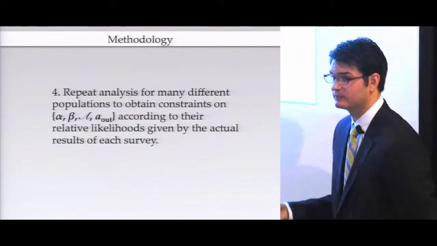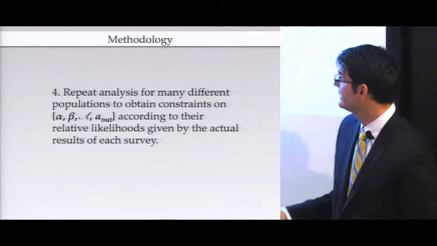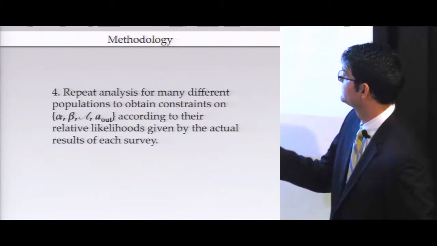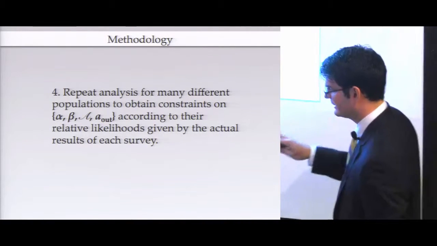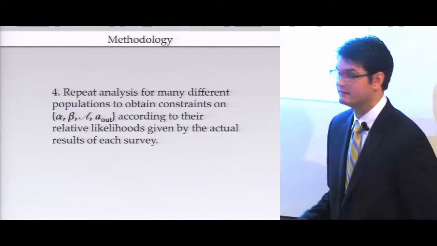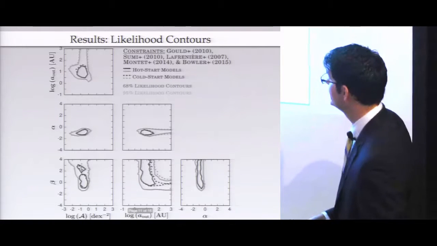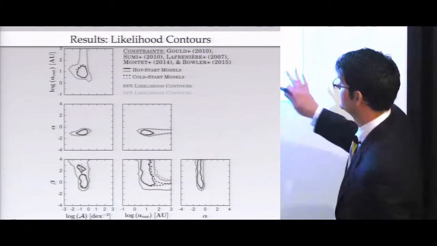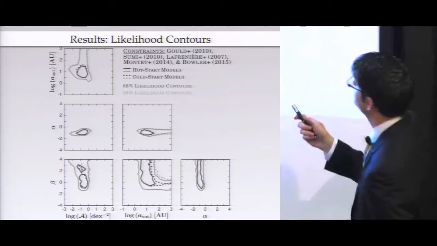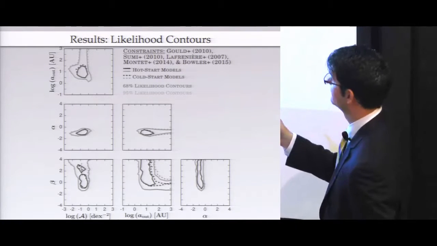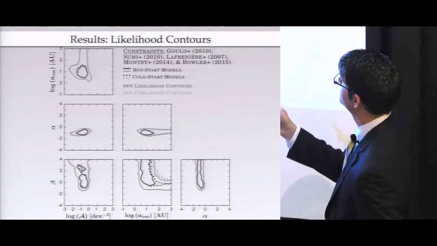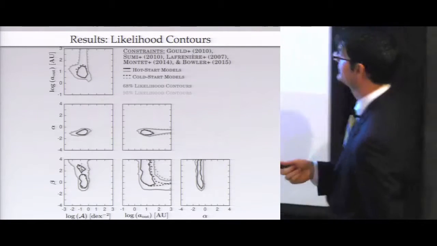Once we do this, we then repeat this analysis many, many times in order to build up constraints on these 4 parameters that describe our planet distribution function. These are weighted according to their likelihoods given the results of each of these surveys. So when you put everything together, these are the results that you get. Just quickly, the solid lines represent what we get when we assume hot start planet evolutionary models, while the dotted lines show what we get when we include cold start models.